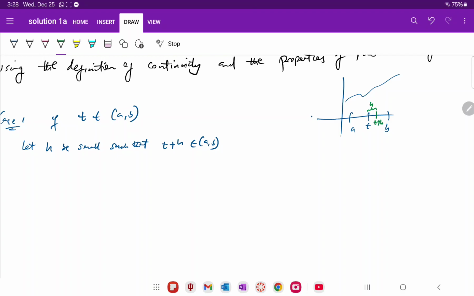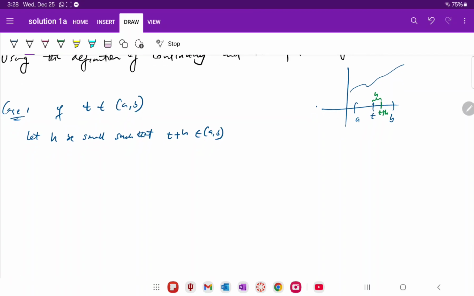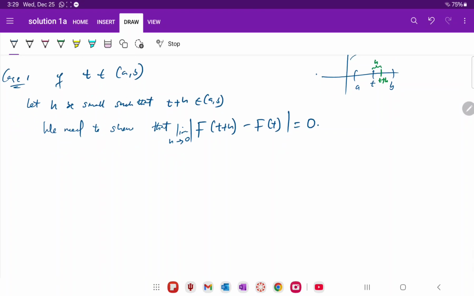Okay. So that means that we want to check, we need to show that the limit as h tends to 0 of f of T plus h minus f of T is equal to 0. So let's show that.